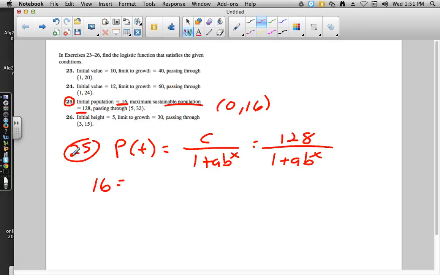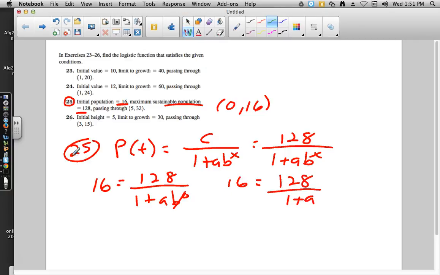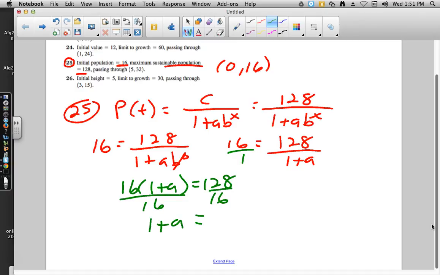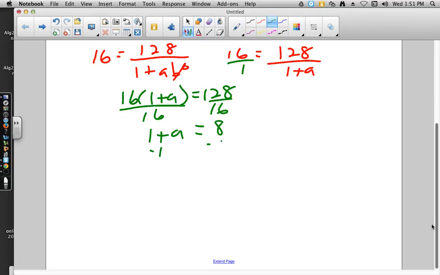So 16 has to equal our 128 over 1 plus A times B to the 0. Well, B to the 0 is 1. So this is really 16 equals 128 over 1 plus A. And then what I would do is make this a proportion and cross multiply. So 16 times 1 plus A equals 128. Divide both sides by 16. So 1 plus A equals 8. And then subtract 1. And A is 7.